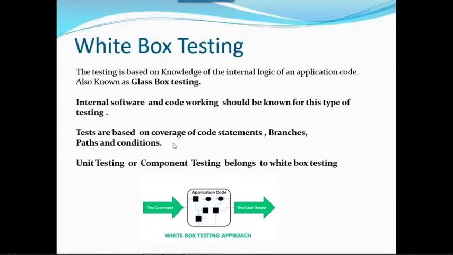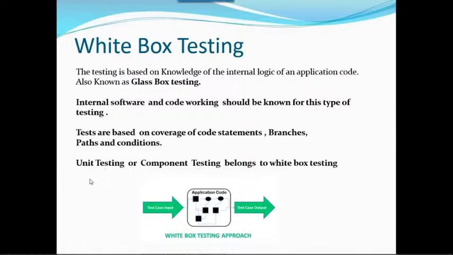See, the test is based on the coverage of code statements, branches, paths and conditions. The developer always tests all these things: whether the code statement is working correctly or not, branches are working correctly or not, paths are working correctly or not, conditions and if conditions are working correctly or not. Don't worry, we never get involved in that. So generally, we can call it unit testing, white box testing.